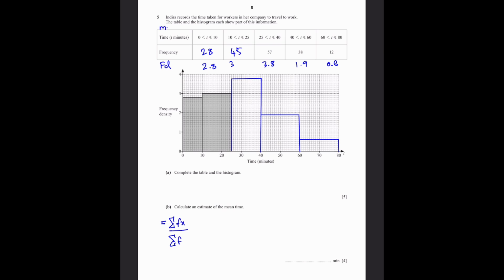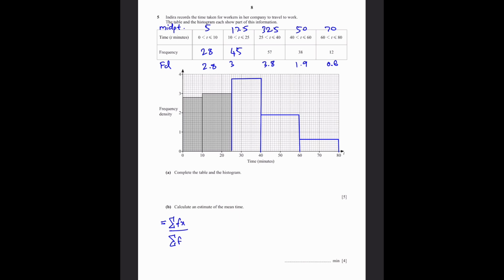So we can find the midpoint of each class. 0 to 10, we just add 0 plus 10 divided by 2 to get a midpoint of 5. This one, 10 plus 25 divided by 2, 17.5. And do the same thing for the other three. We get 32.5, 50, and 70.